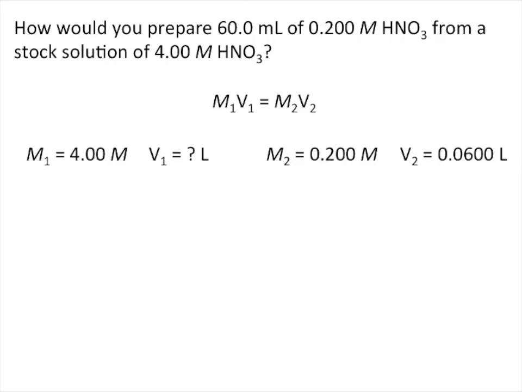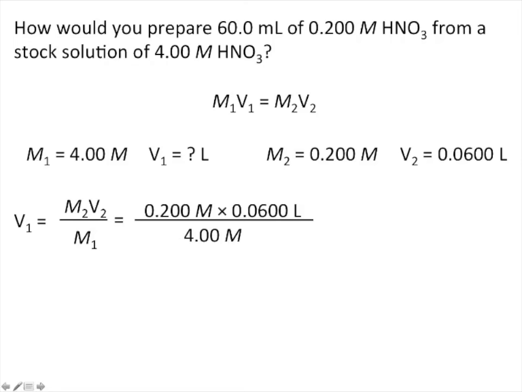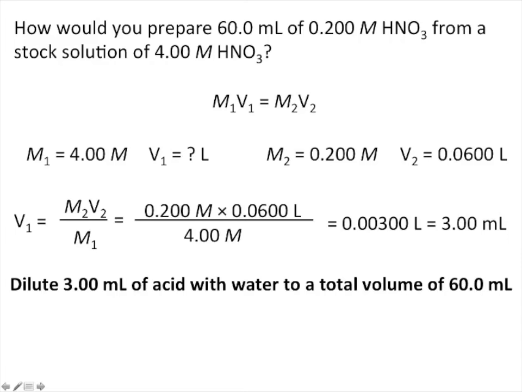Then M2 is 0.2 molar, that's what we're trying to make, and we're trying to make 60 milliliters of that. And so I did the work to convert milliliters to liters already, so it's 0.0600 liters. So we're trying to solve for volume. So we can take M1V1 equals M2V2, rearrange it to solve for V1, and then we plug our numbers into this that we just laid out. And this equals 0.00300 liters, which if you convert that back into milliliters is 3 milliliters, 3.00 with 3 sig figs. So you'd use this math, you get the number 3 out of it, 3 milliliters.